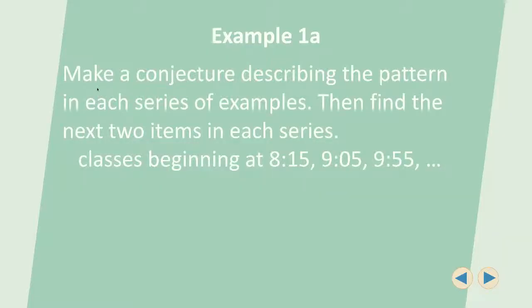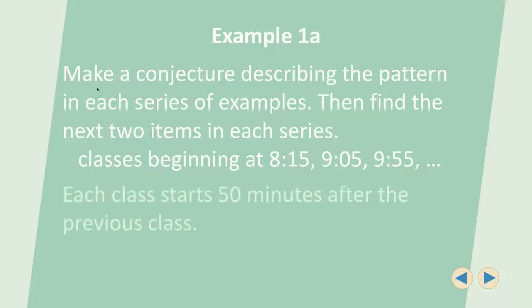It says make a conjecture describing the pattern in each series of examples, then find the next two items in each series. This first one says classes begin at 8:15, 9:05, 9:55, and as you look at that, it looks like they start every 50 minutes. So classes start every 50 minutes, and the next one would be 10:45 and then 11:35.